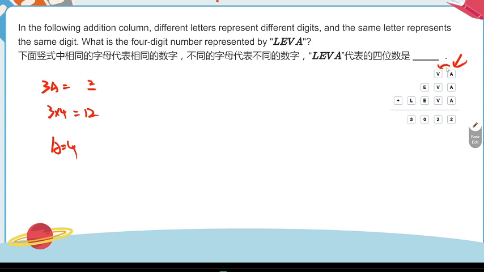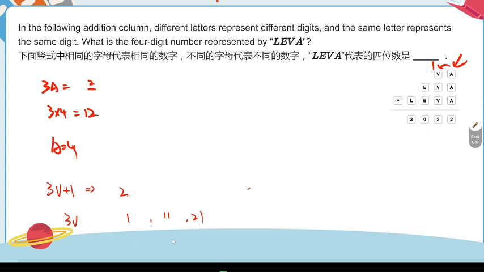And then we have a carryover of 1 to the higher place. We got 3 times V plus 1. We got something ending with 2. So 3 times V actually has something ending with 1. And this can be 1, 11, and 21.